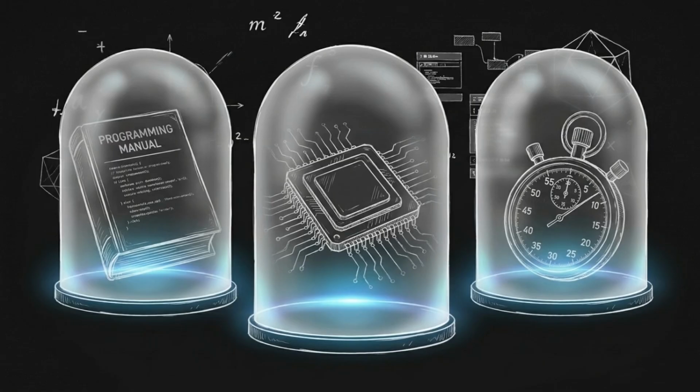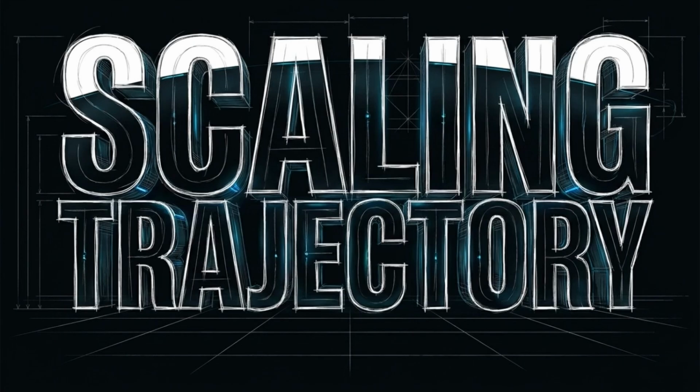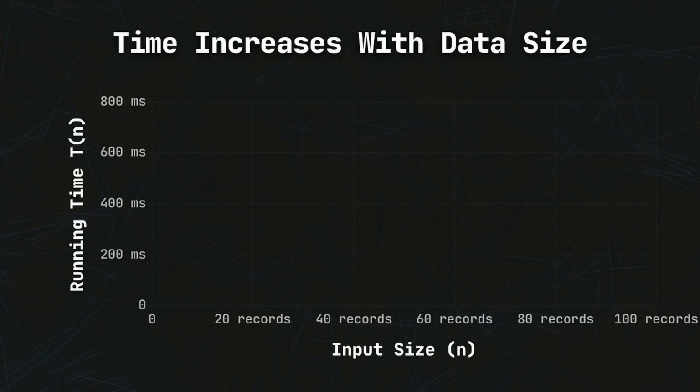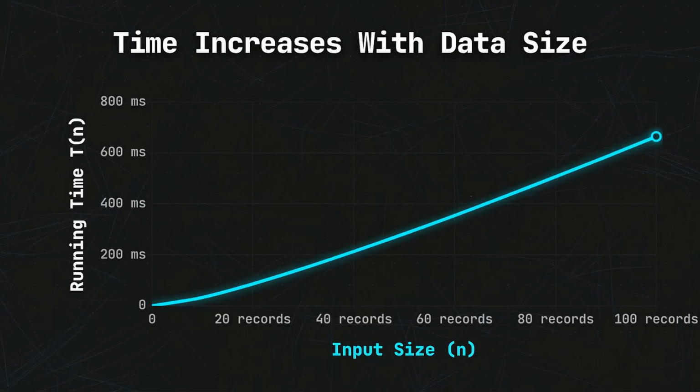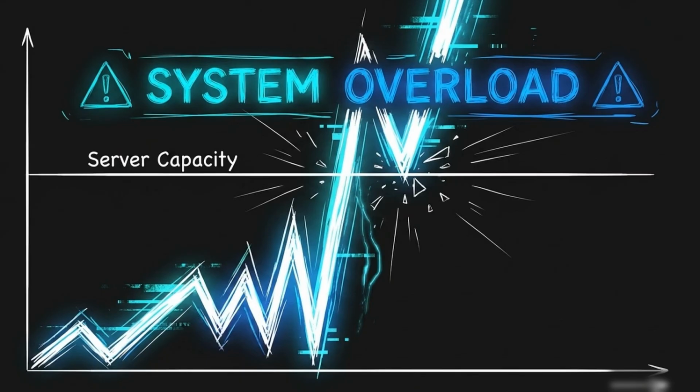We completely ignore the programming language, the compiler efficiency, and the processor's clock speed. We are left with one critical metric: the growth rate. This defines the trajectory of how processing time increases relative to the incoming data size. Calculating performance at the theoretical threshold of infinity is the only objective way to ensure a database architecture won't collapse under tomorrow's traffic spike. Let's analyze T of n equals 5n plus 10.